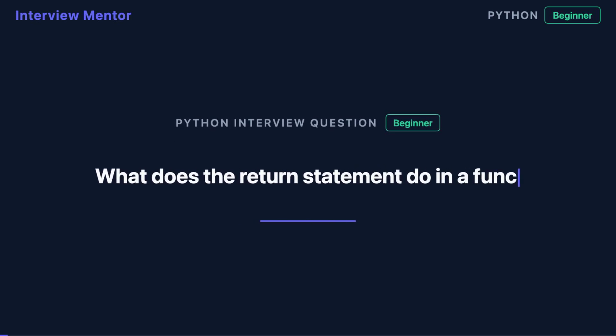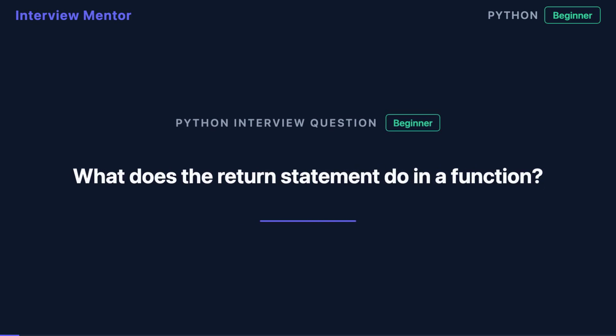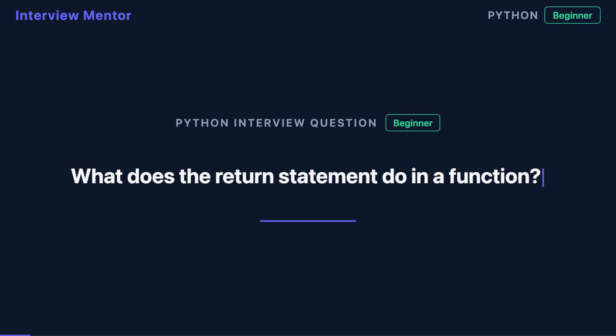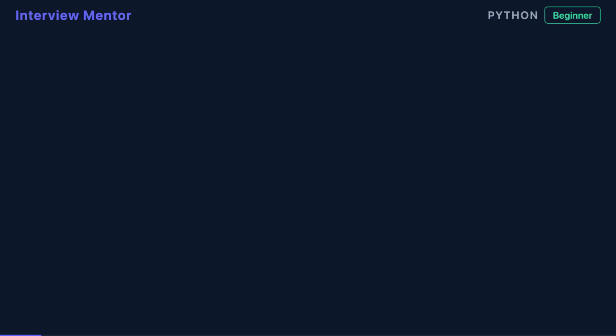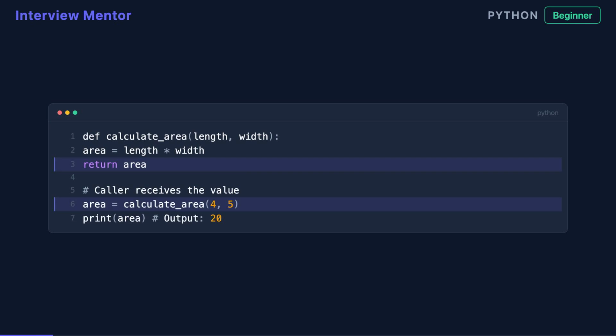What does the return statement do in a function? This single keyword controls everything about how your functions communicate with the rest of your code. First, return sends a value back to whoever called the function. When you call a function, you often need the result of its computation. The return statement is how that value gets back to you.